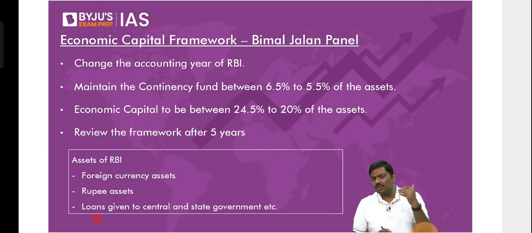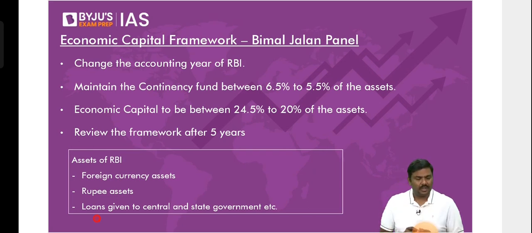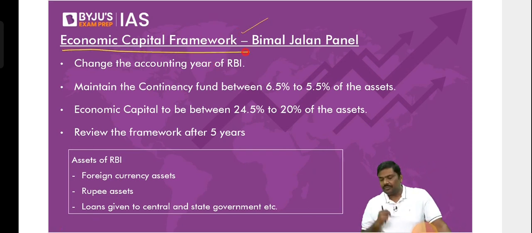Then we discussed the concept of RBI's role as a manager and custodian of forex reserves, and RBI's role as a banker to banks, or bank of the last resort, etc. Then we are supposed to start with the concept of the economic capital framework. Economic capital framework. That's a part of the current affairs.